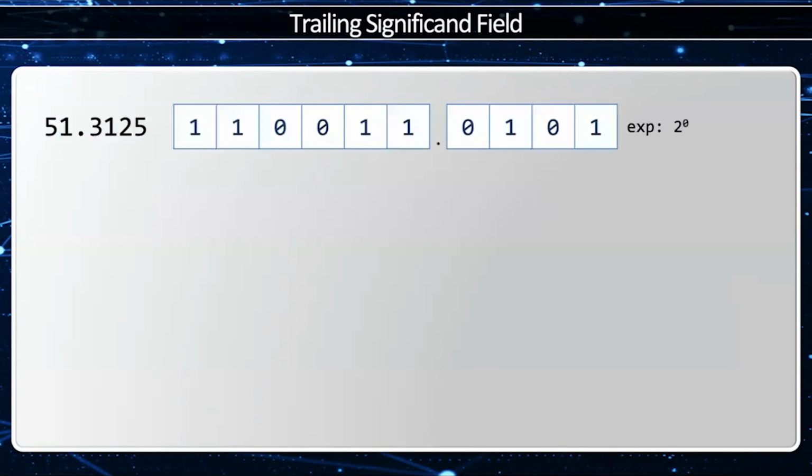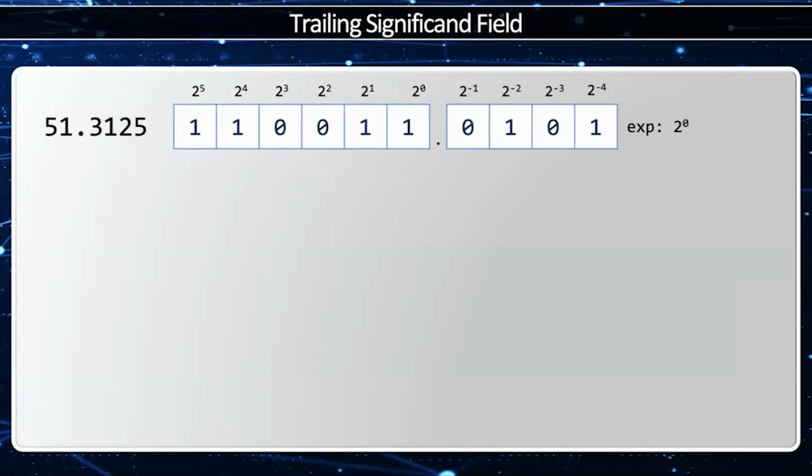Let's take 51.3125, and we want to compute the trailing significand field. Now, first of all, I'm just going to turn it into powers of 2. And this is going to be the 2 to the 5, which is 32. There's one of those. 2 to the 4, which is 16. There's one of those, and that's 48. There's no 2 to the 3. There's no 2 to the 2, but there's a 2 to the 1, which is going to be a 2, and a 2 to the 0, which is going to be a 1.